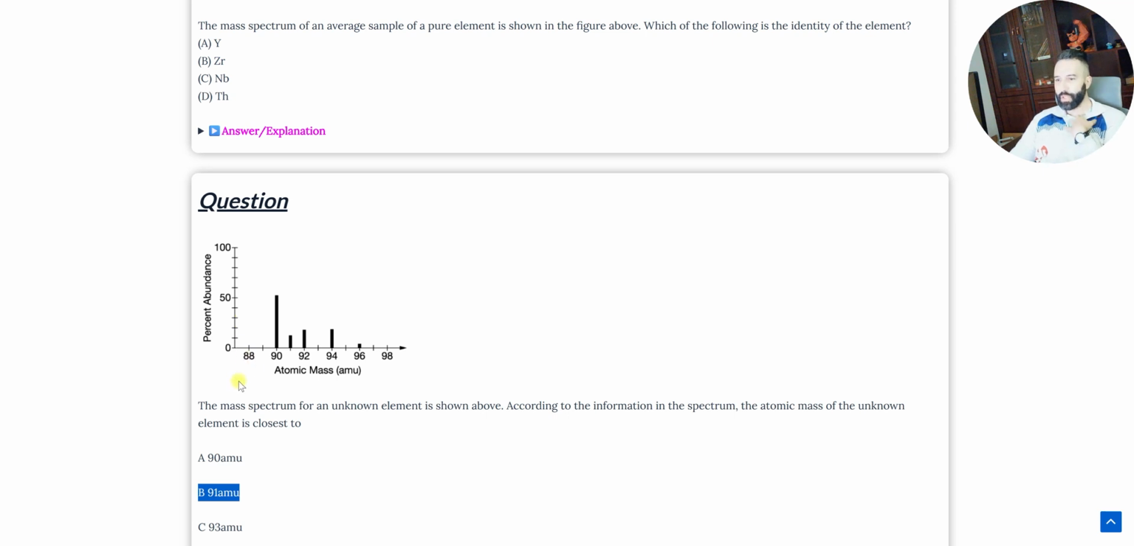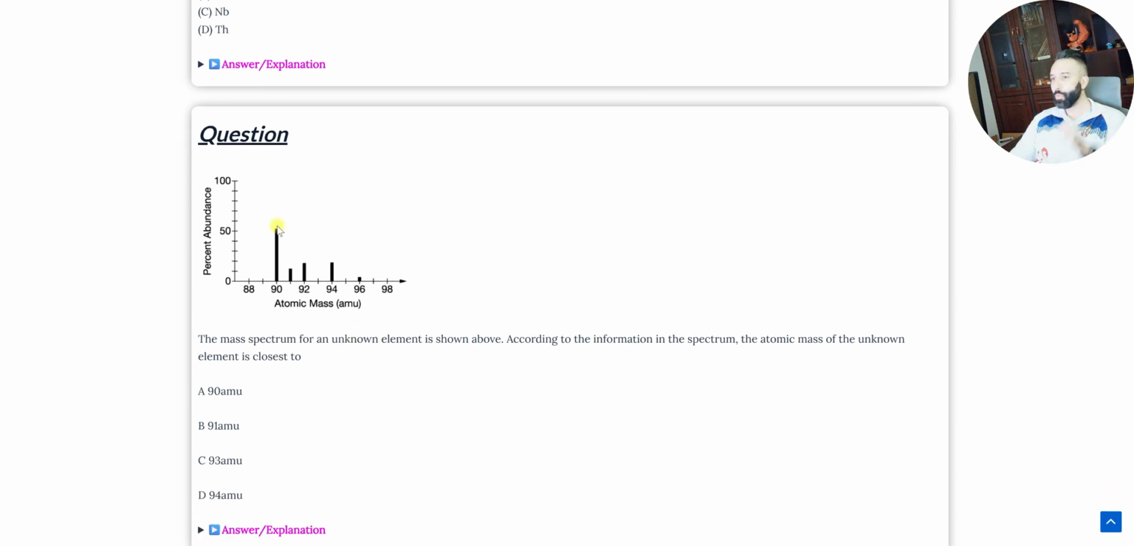Kind of. Watch this. The mass spectrum for an unknown element is shown here. According to the information in the spectrum, the atomic mass of the unknown element is closest to. So now they don't want us to figure out which element. They want us to figure out what the atomic mass is closest to. How can I do this?